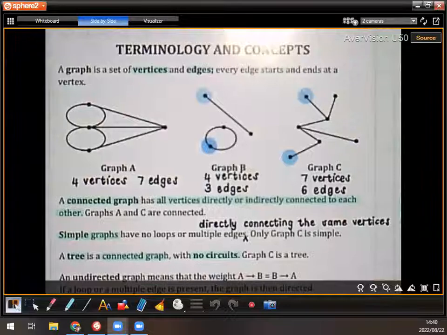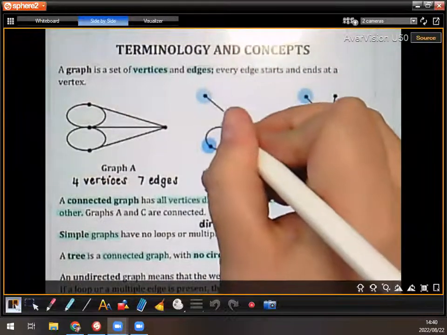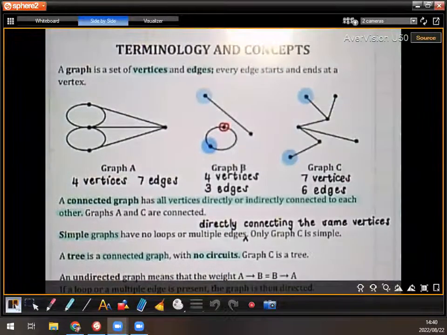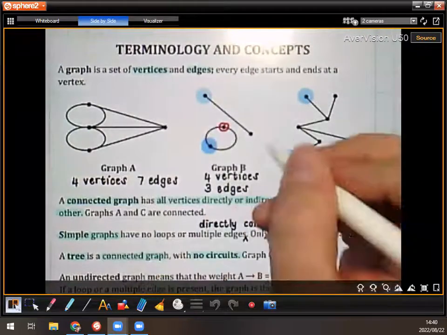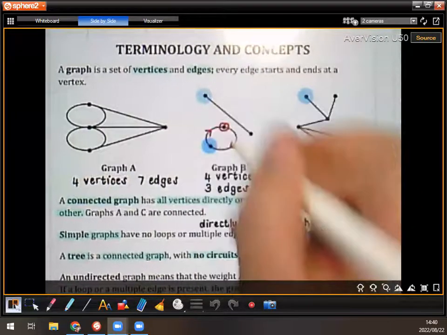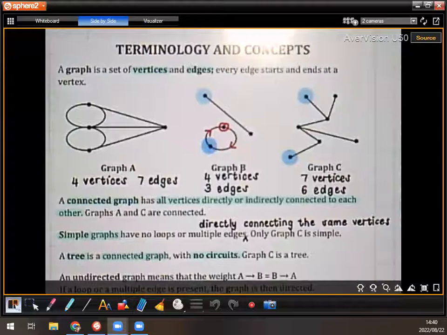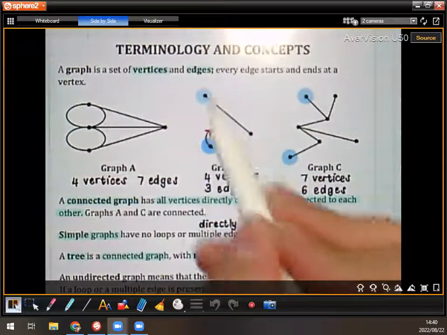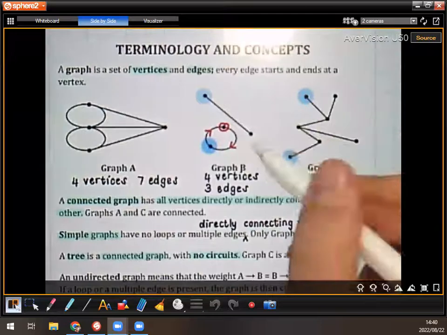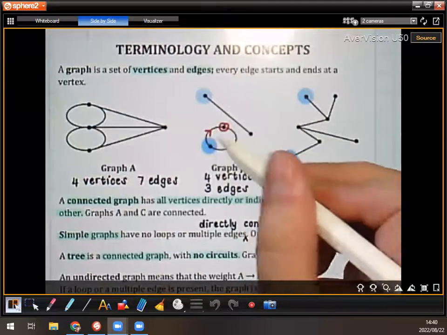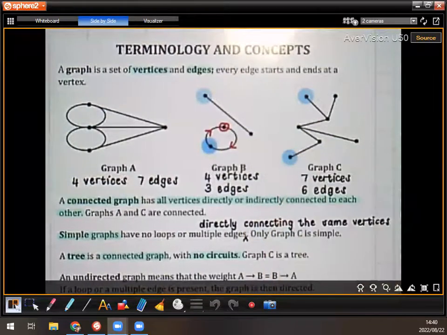What about graph B? If I start here, is there a way for me to get back to that vertex if I go there and then there? Right? Now guys, graph B is a bit weird because there's this part here, okay? So this wouldn't be a circuit in this section of the graph, but because there is a circuit in this section of the graph, it's not a tree. Okay, it's only a tree if it has no circuits in the whole graph.